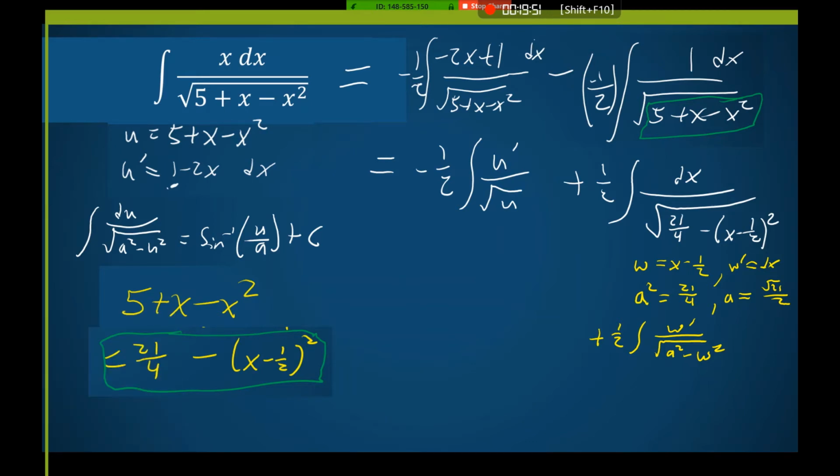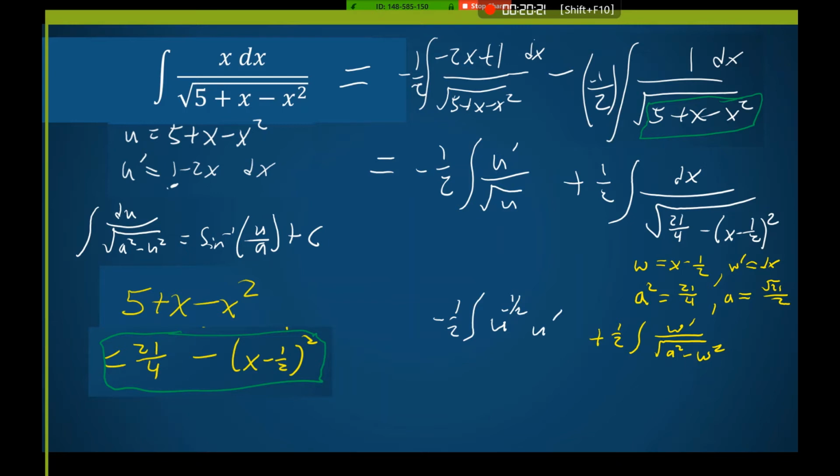This negative 1/2 u prime over root u is the same thing as negative 1/2 times the integral of u to the negative 1/2 power. That's the square root that's on the bottom of a fraction. Negative means it's on the bottom of a fraction. 1/2 means it's a square root, times u prime. So now I can integrate this white part with the power rule. And I can integrate this yellow part with our inverse trigonometric rule.